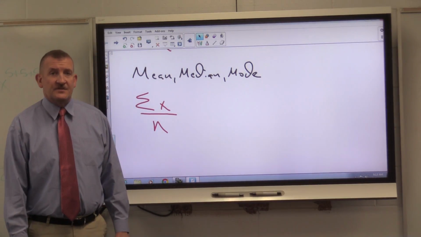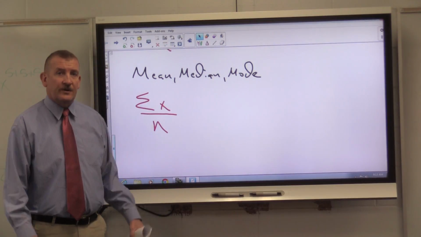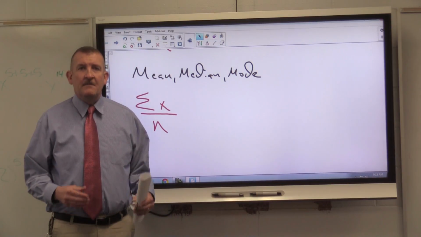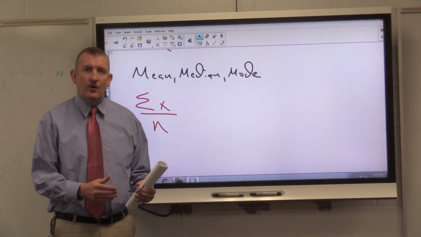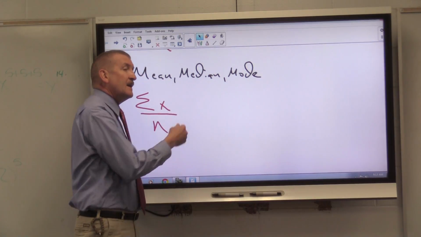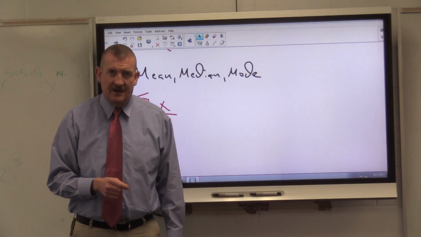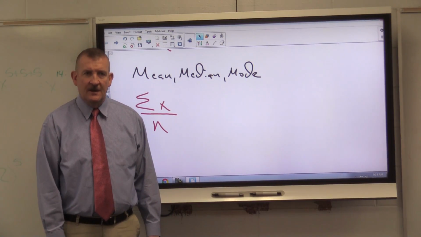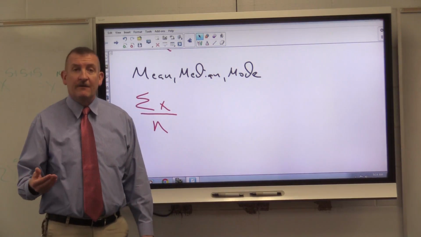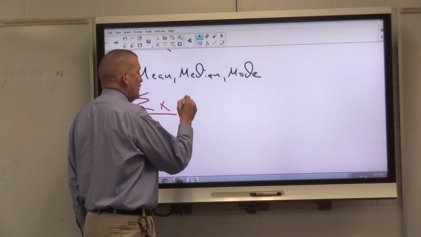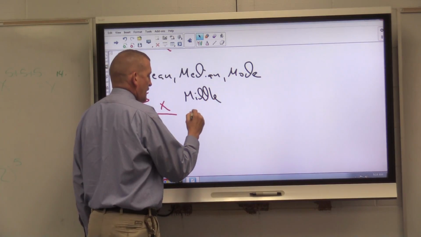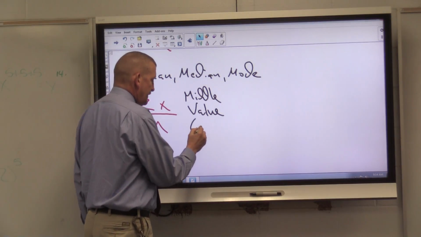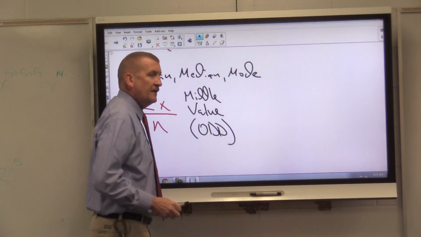Now, another measurement of central tendency, i.e. a central location of a data set, is the median. The median is the middle value of an ordered data set. Remember, to get your median, as we discussed in the previous lesson, you have to order your data set from smallest to largest. It's the middle value if your data set has an odd number of values.